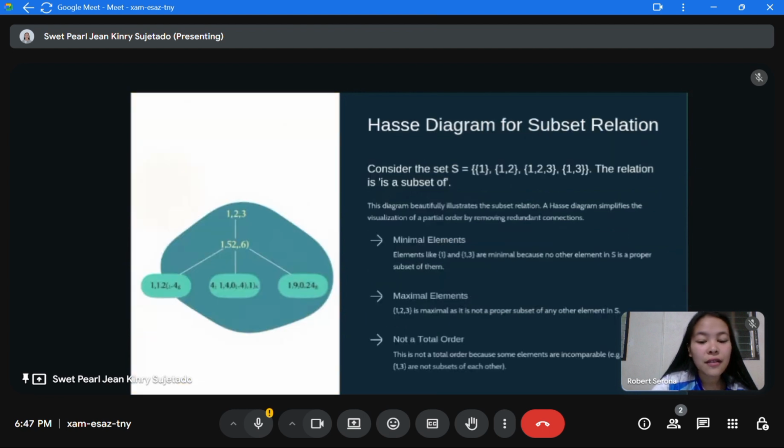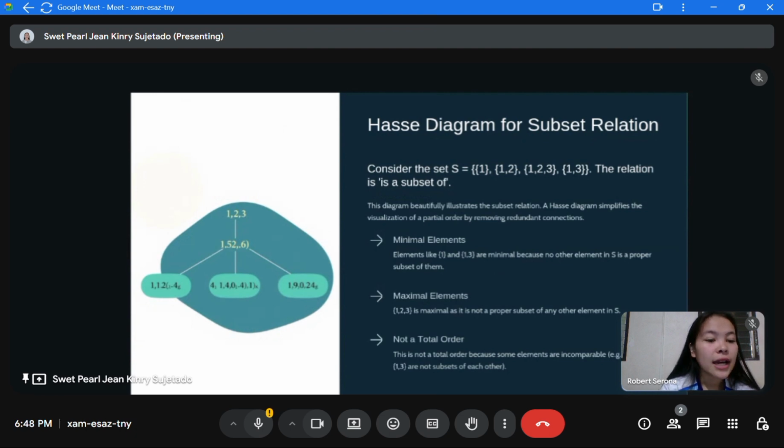Hasse diagram for subset relation. Here's another partial order example using sets. We have a set called S, and it has {1}, {1, 2}, {1, 2, 3}, and {1, 3}. And the relation is A is a subset of B. If we look closely, {1} is a subset of {1, 2}. {1, 2} is a subset of {1, 2, 3}.